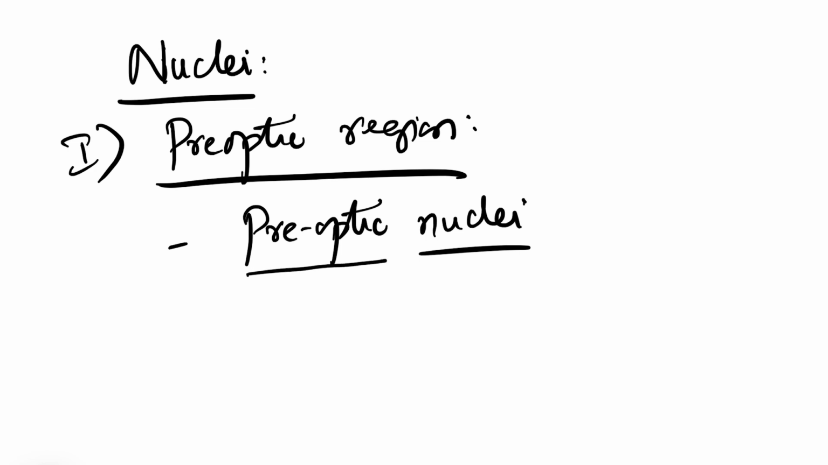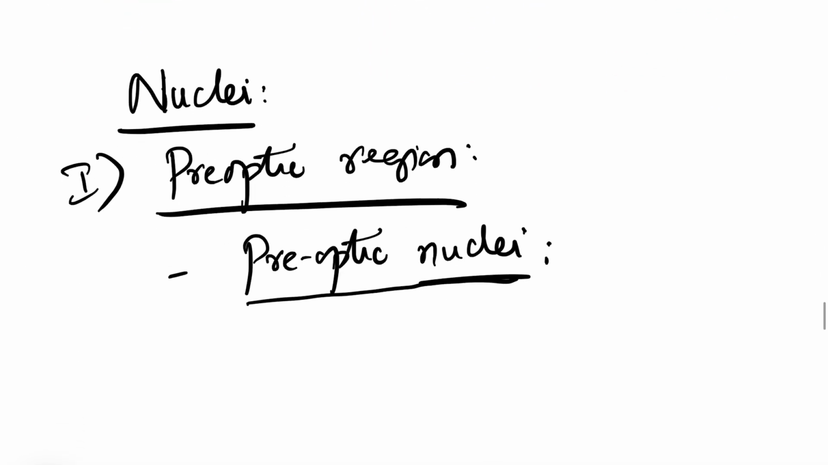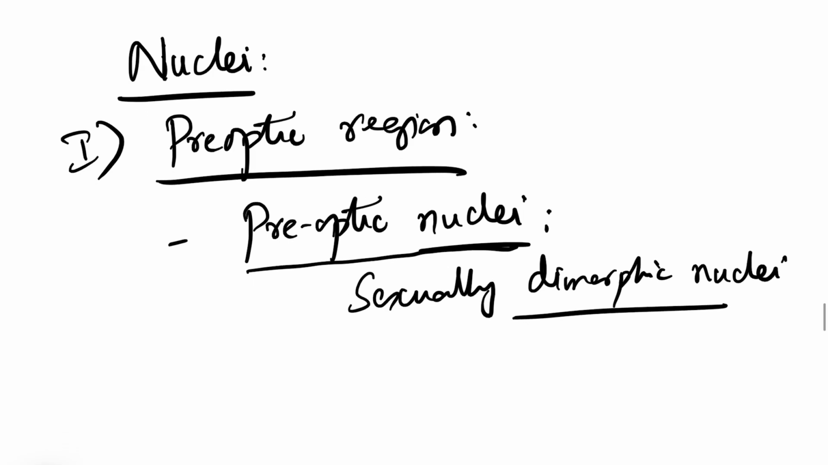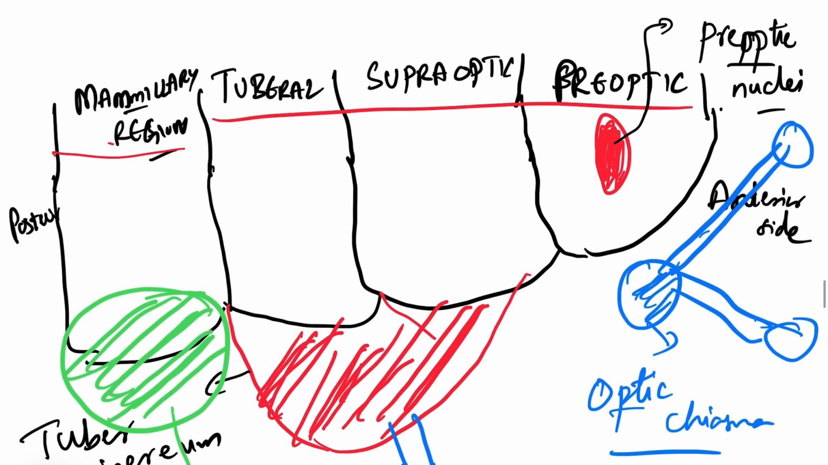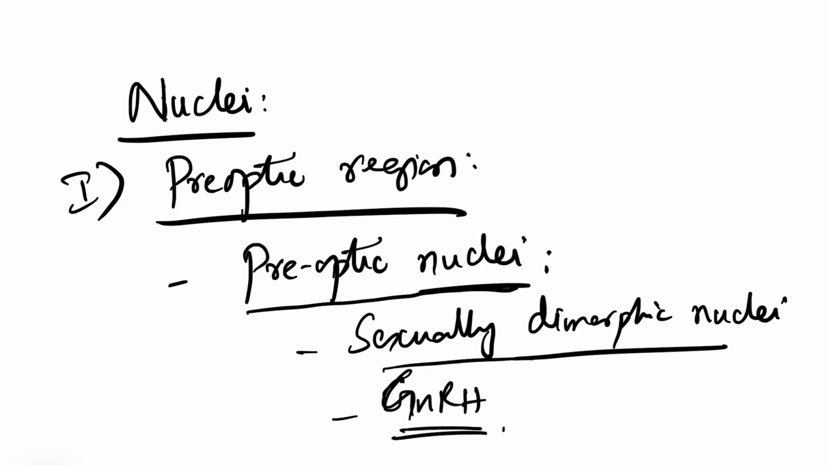Nuclei basically means a collection of neuronal cell bodies inside the central nervous system. Outside the central nervous system, a collection of neuronal cell bodies is called a ganglion. This preoptic nuclei consists of the sexually dimorphic nucleus, which controls the sexual behavior of an individual, and also controls the release of GnRH along with other nuclei of the hypothalamus. It is also responsible for the release of GnRH during puberty. Anyway, we will discuss that in the functions. Right now, remember this preoptic nucleus consists of the neurons of the sexually dimorphic nucleus and the GnRH.